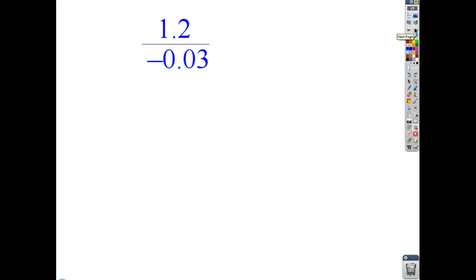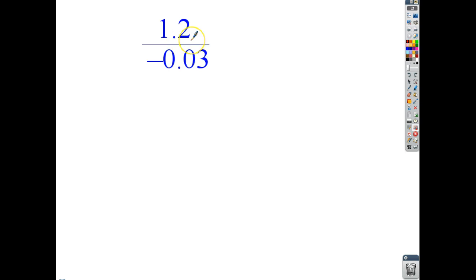Okay, let's try this one. I've got 1.2 divided by negative 0.03. Now, I know a lot of times people have told you in the past that when you divide, the numbers get smaller. Well, this is going to be an example of it not making it smaller. This is kind of like saying I have $1.20 and I want to break it into 3 cent groups. I'm going to make each of those groups negative amounts. Okay, so then I'm going to see how many groups I need there.